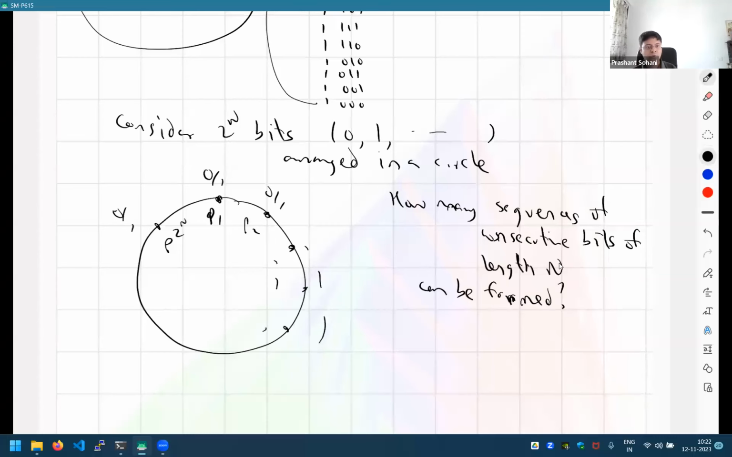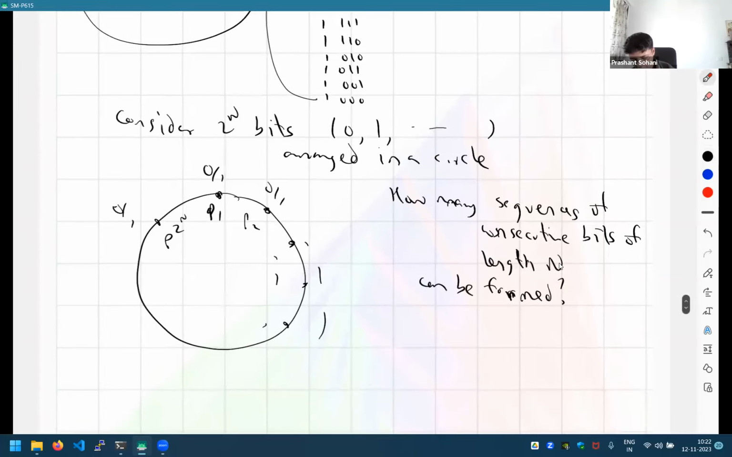So the answer is 2^n, because basically we can start from every position and from there look at the next consecutive n bits. You can imagine a sliding window: you start with the first position and take n bits. If you slide the starting position by one place, you have to slide the end position also by one place, because the length of your sequence has to be n bits all the time. So every bit can be the starting point of a sequence, and you'll get 2^n such sequences.